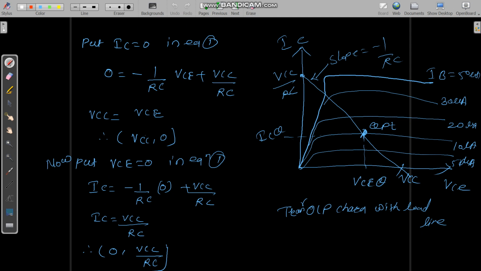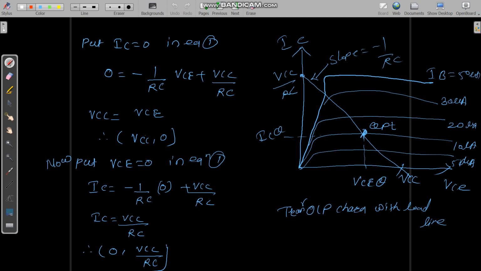Now, these are the output characteristics of a transistor with the different IBs: IB 5, 10, 20, 30, 50 microamps and so on. Now, I'm going to plot these coordinates on the x and y axis and join those 2 points with a slope of minus 1 by RC, and where this line cuts your output characteristics of a transistor, there I am having my operating points.